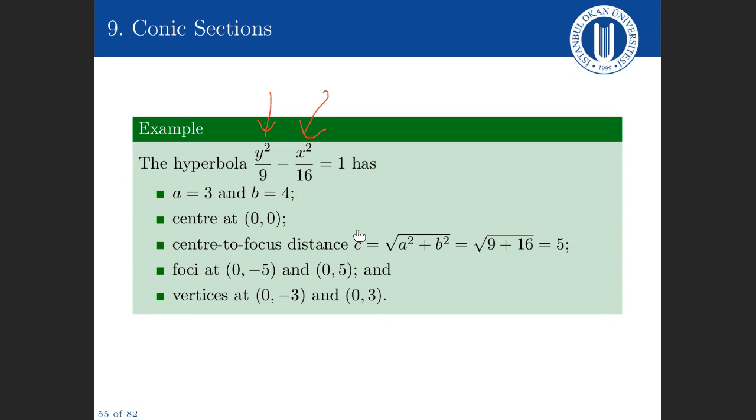We can calculate the center to focus distance is 5. So we know the foci: (0, -5) and (0, 5). And we use a, that's the first number, to give the vertices (0, -3) and (0, 3).